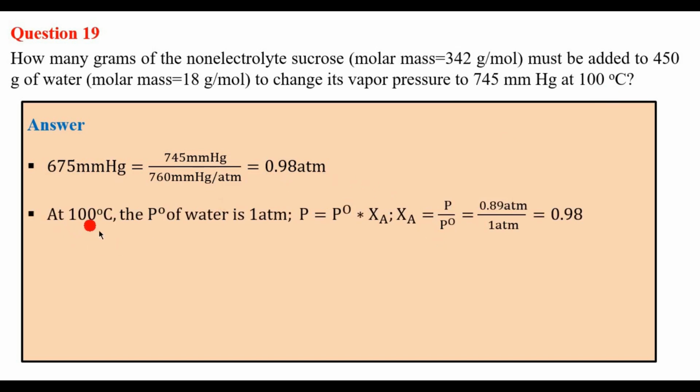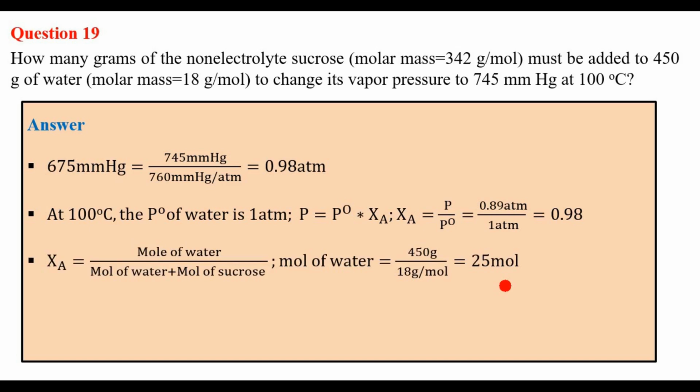We know that at 100 degrees Celsius, the vapor pressure of pure water is 1 atmosphere. So that's why we are converting to atmosphere. At 100 degrees Celsius, the vapor pressure of water is 1 atmosphere. And you know the vapor pressure of the solution is equal to the vapor pressure of the pure solvent, which is 1 atmosphere, times the mole fraction of the solvent. So the mole fraction is equal to P over P naught. The vapor pressure of the solution, which is 0.98, divided by the vapor pressure of the pure solvent, which is 1 atmosphere. Then in this case, we get 0.98 as the mole fraction of the pure solvent.